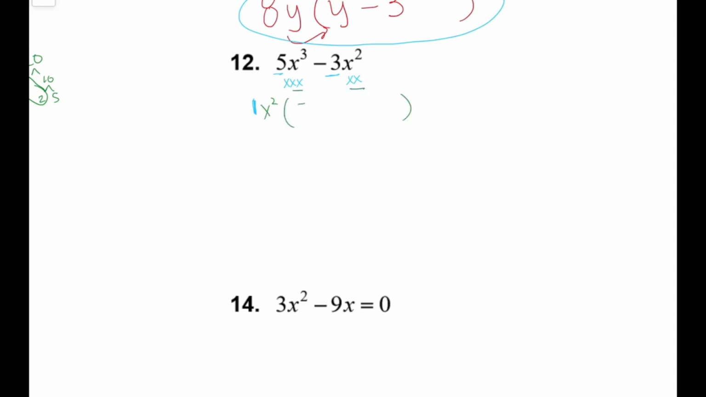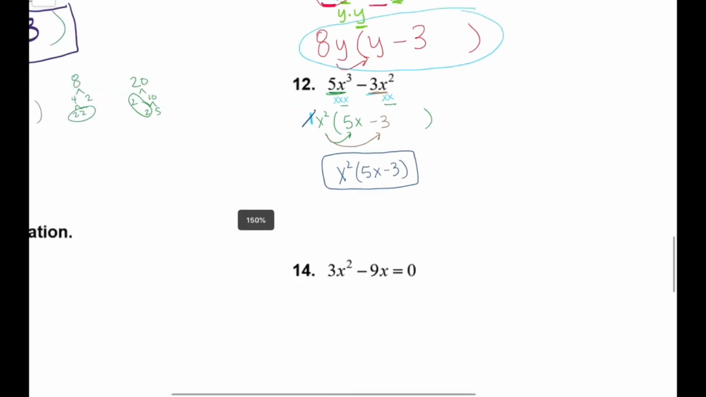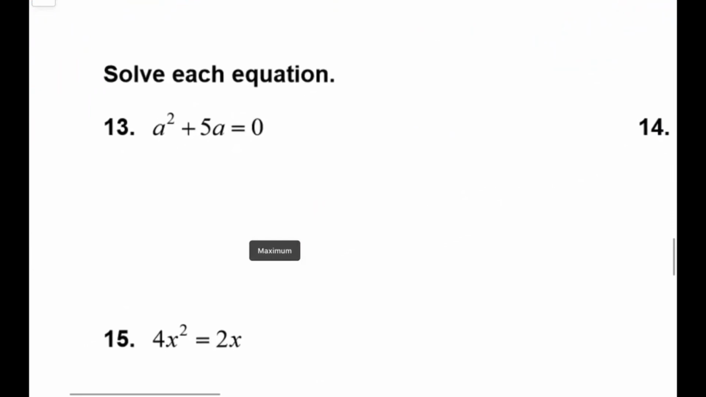So the first half has x cubed. We have x times x times x, and the second one has x times x. Both of them have 2 x's. So we're going to pull the x squared out. X squared times 5x will give me 5x cubed, and x squared times a -3 will give me -3x squared. So when we write our answer, we don't need to put the 1 on the front. We will just end up with x squared times 5x minus 3.